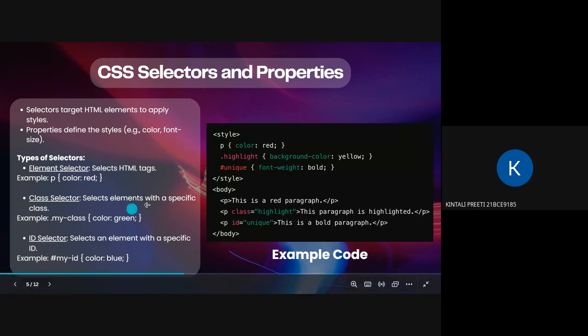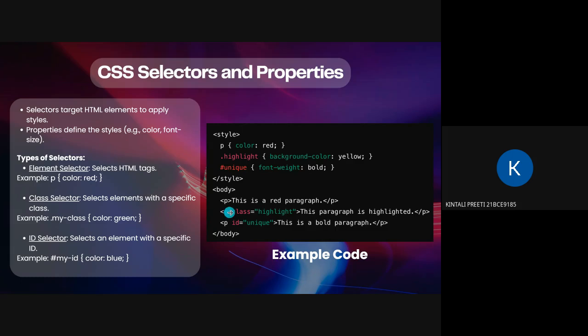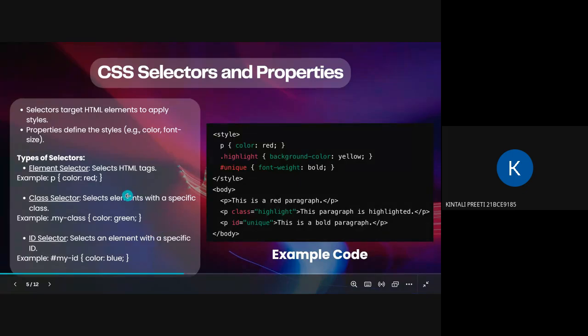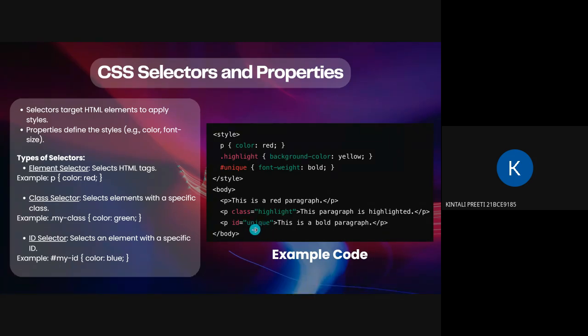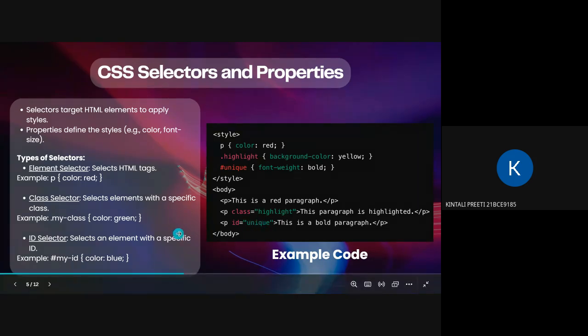But in the ID case, it is also similar. This selects an element with a specific ID. So we can give each element tag a class or ID, but the same class can be given to multiple elements, whereas ID will be given only to one element. So this is what makes the difference between class and ID. For ID, we can't give the same ID, this unique ID can't be given to another element as well.